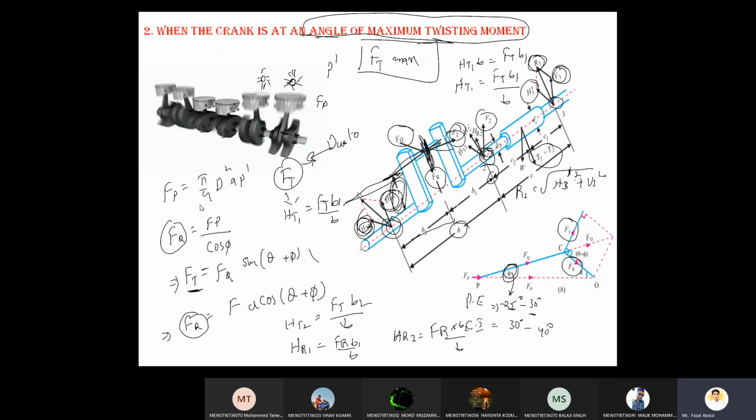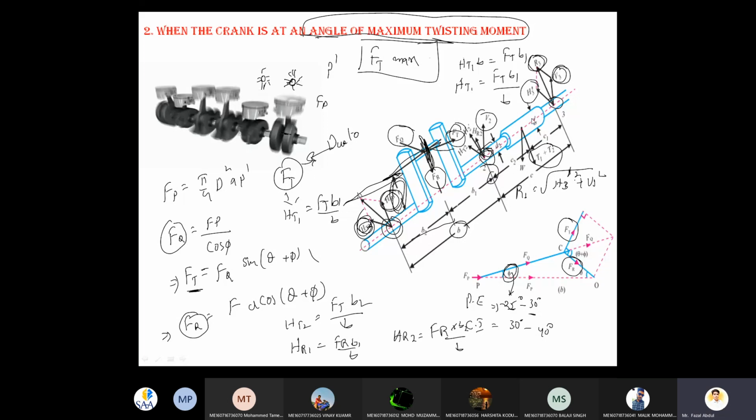So in the second part, we left off at when the crank is at an angle of maximum twisting moment. This is the position of the crank at an angle. Here on this shaft there may be mounting facilities created. Mounting means a flywheel is going to be mounted, or belts are used here to rotate other facilities. That's the reason this extra diameter shaft is provided here.